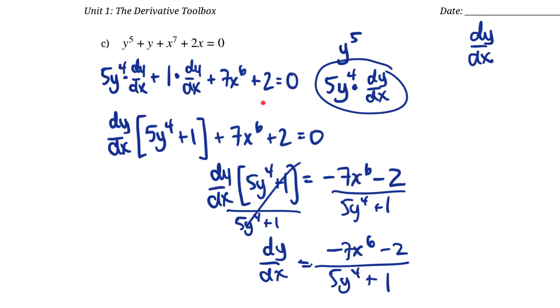We did the derivative implicitly, but at the end we end up with dy by dx. Notice again how our derivative has x's and y's in it, and that's perfectly fine.